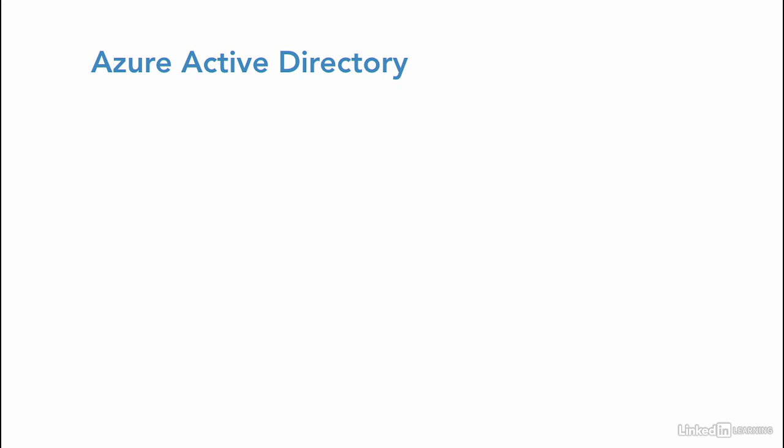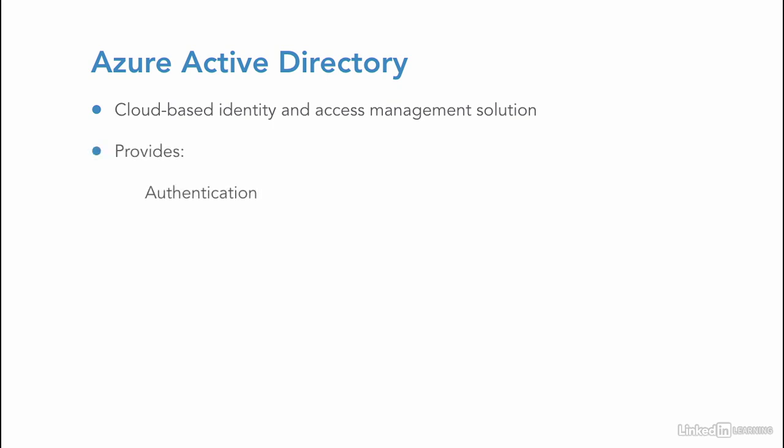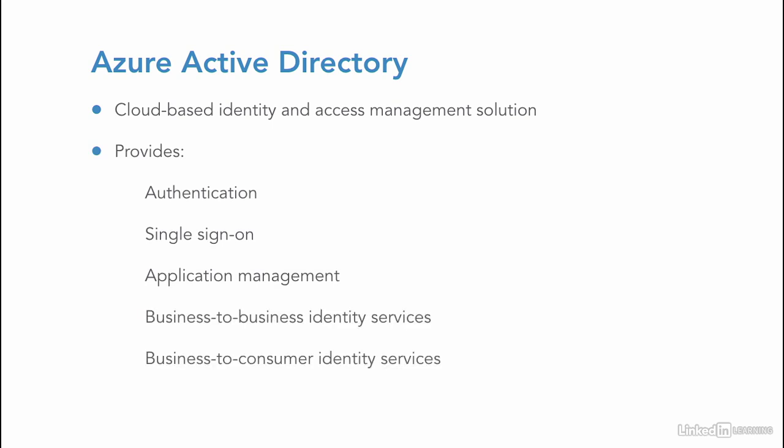Next, we have Azure Active Directory. Azure Active Directory is a cloud-based identity and access management solution for your external and internal users. It provides authentication, single sign-on, application management, business-to-business and business-to-consumer identity services, and device management. Azure Active Directory is an incredibly powerful tool, and it is the backbone of Azure and Office 365. There are several courses in the library specifically on Azure Active Directory if you'd like to learn more.